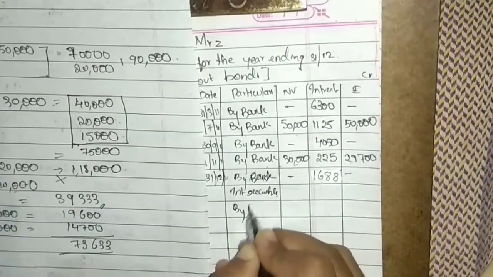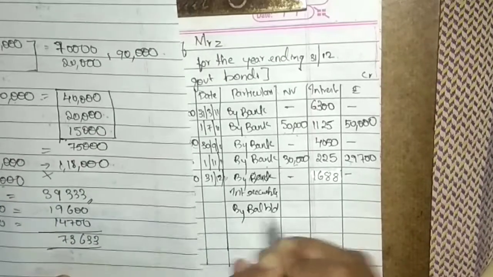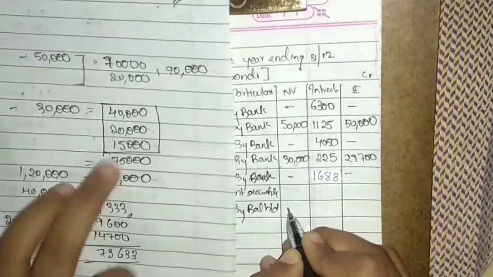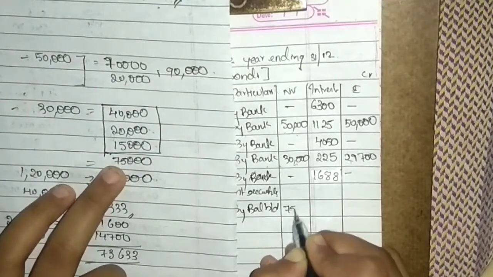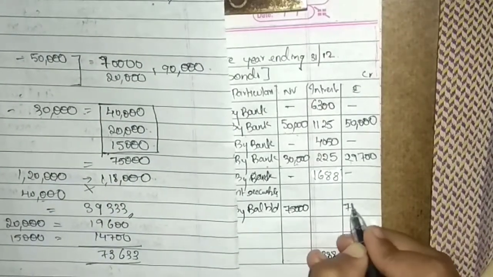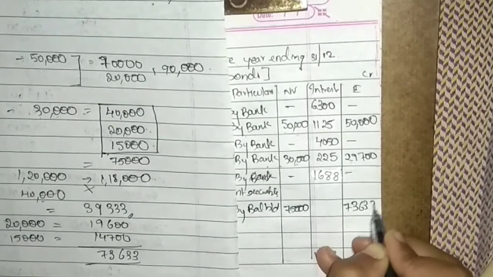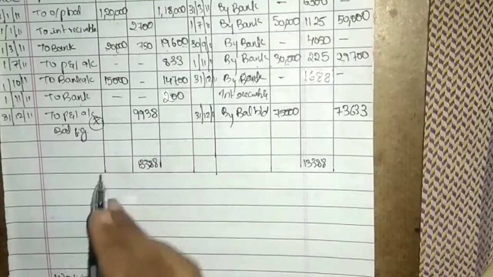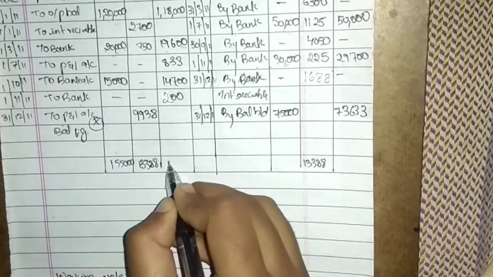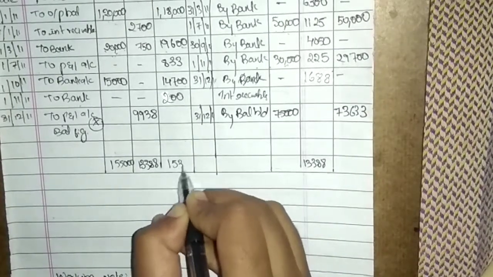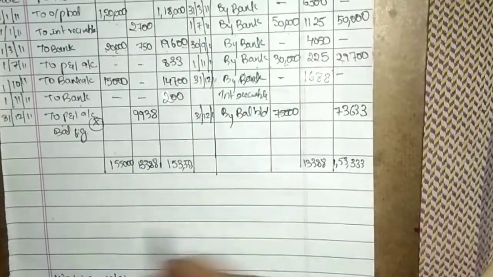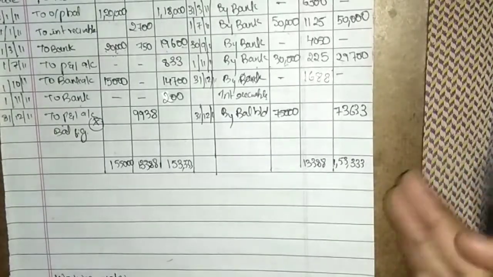By balance brought down on 31st December 2011, the nominal value is 75,000 and the total column is 73,633. Total of this is 1,55,000 and here is 33,333. So that's all about this question, and here is the FIFO method.